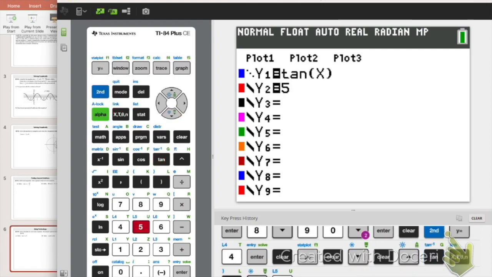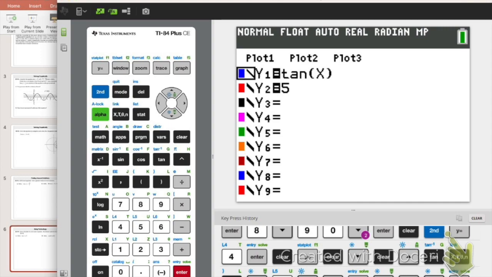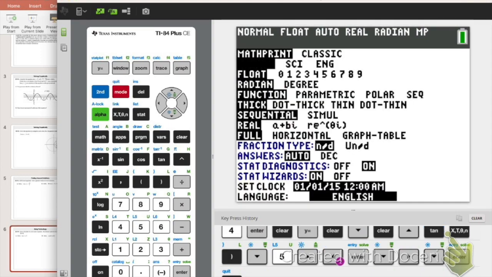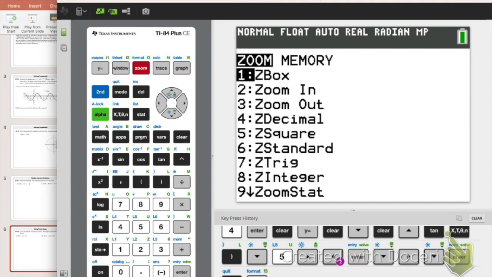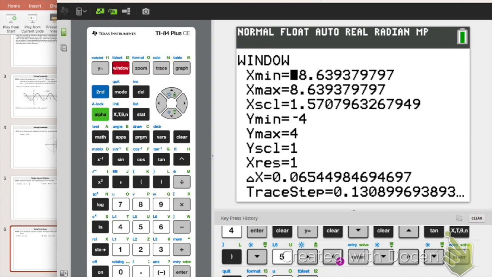I'm going to put tangent x in my first line. Oh, but I just realized I have mine dotted. Let's make that not dotted. There we go, make it solid. Make sure that your mode is in radians. And then let's do a zoom trig, number 7, and see what that ends up looking like. Can I see my 5? I can't see my 5, so I need to either do a zoom fit or just extend my y maximum up to, like, let's go 9.